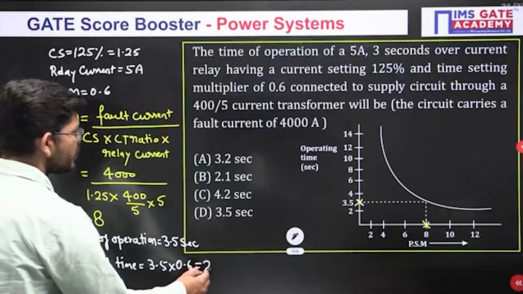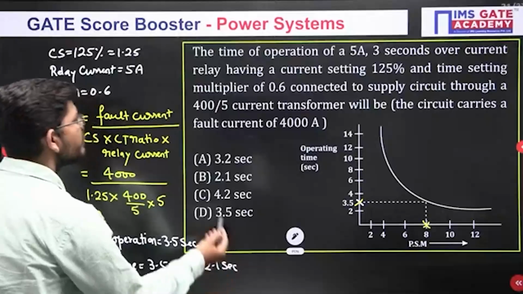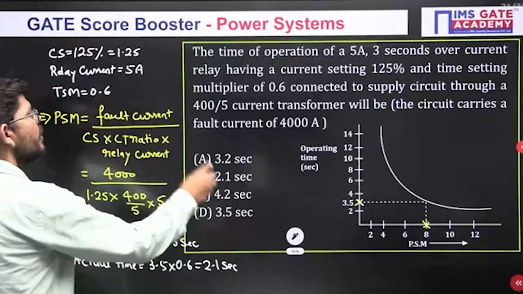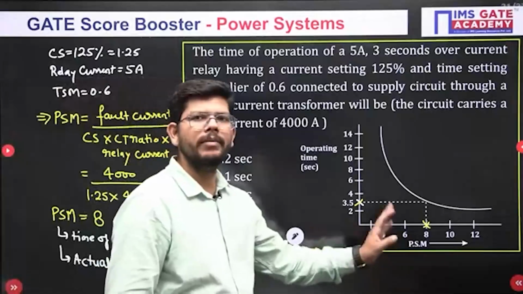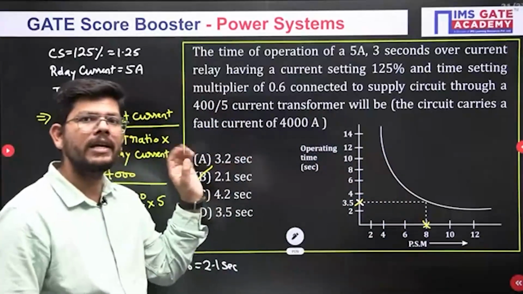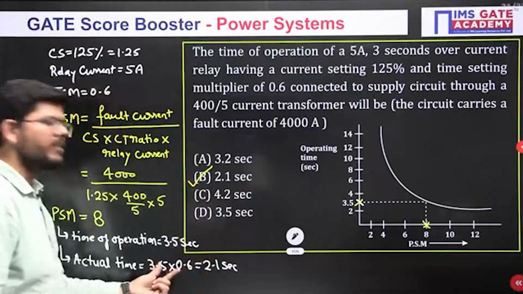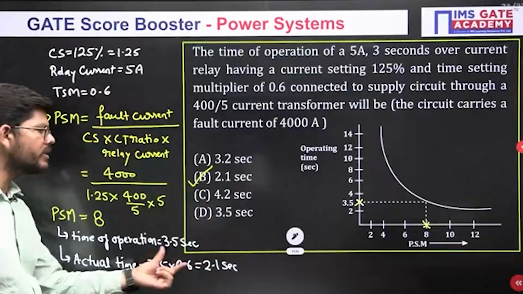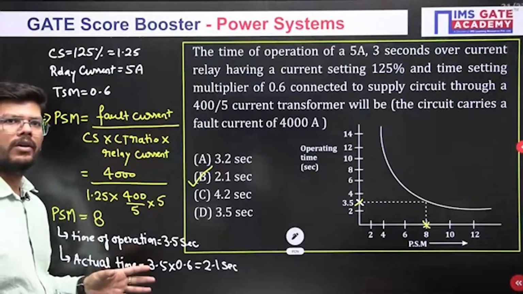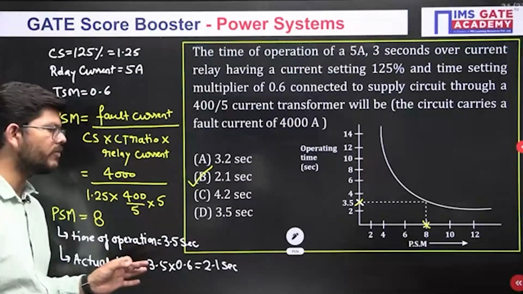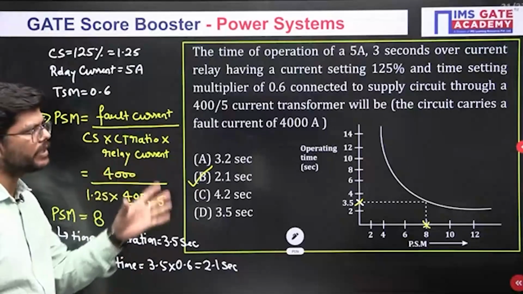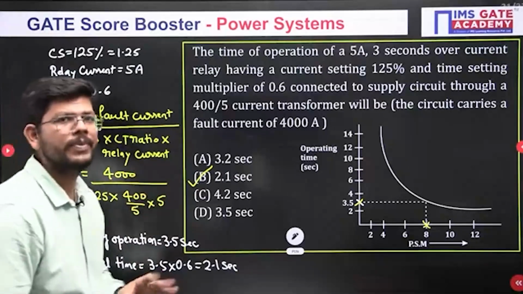Now most of the students will simply pick 3.5, which is wrong. 2.1 is correct. 3.5 you are getting as per PSM, but on the time setting multiplier scale, it gets multiplied with the time setting multiplier rating, and this is how you will get the actual time of operation of the relay. 2.1 second it will take to operate as per the given conditions.